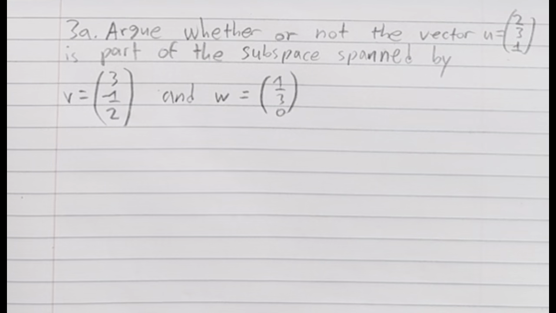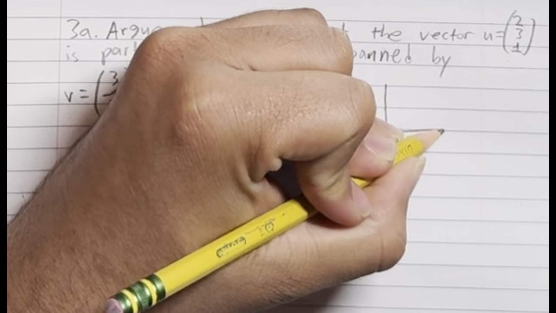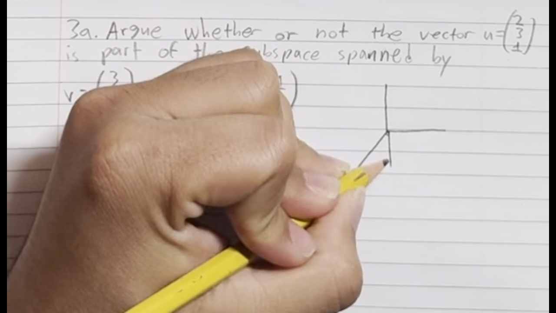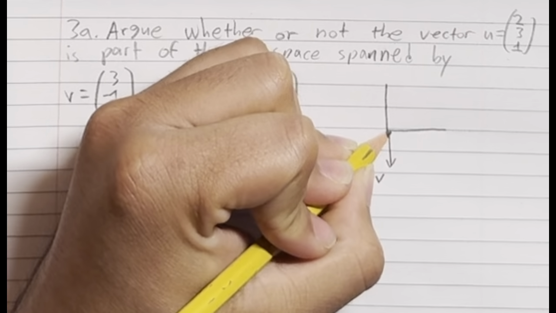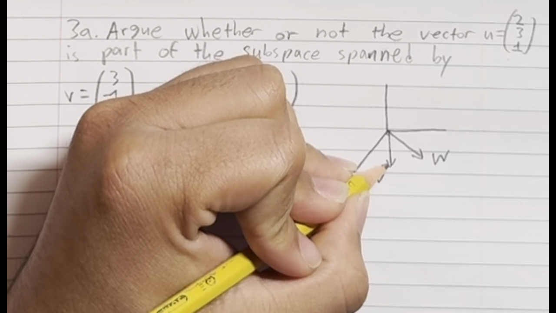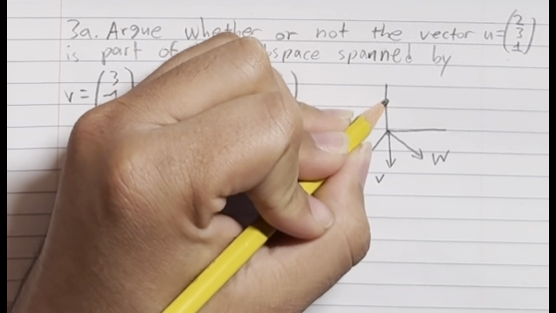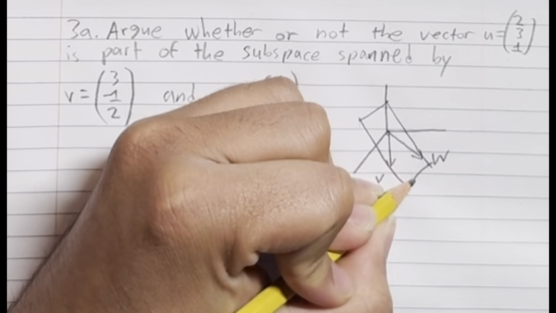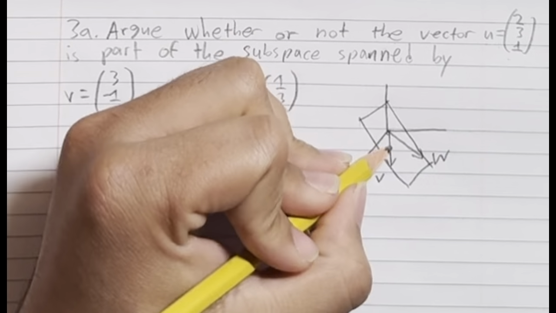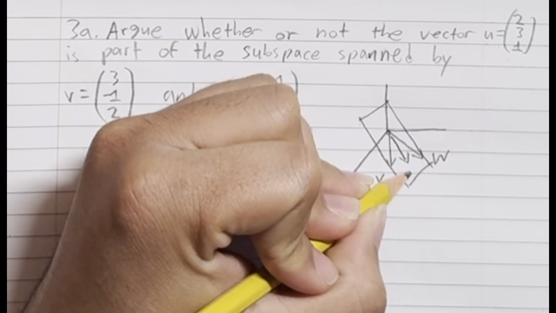And so if we want to have a visual representation of this, we can draw a graph where vector v maybe goes like this, and vector w goes like this. And so these two vectors will create this plane, which can be considered the subspace. And so our question is, does this vector u fall within this subspace?